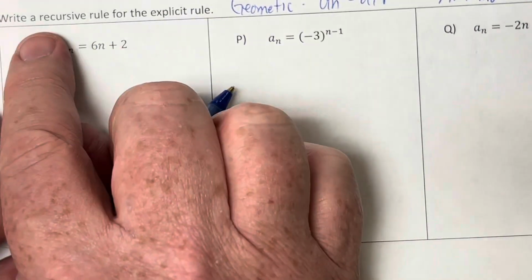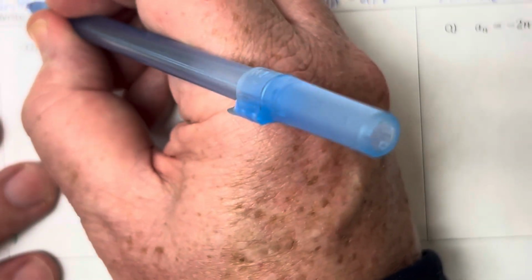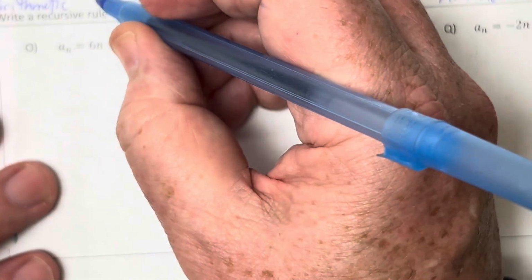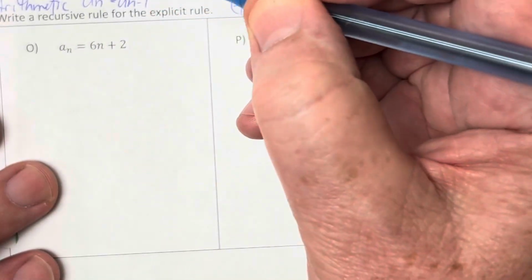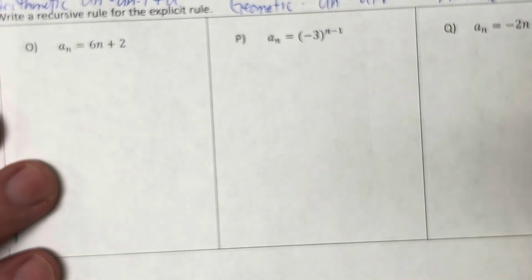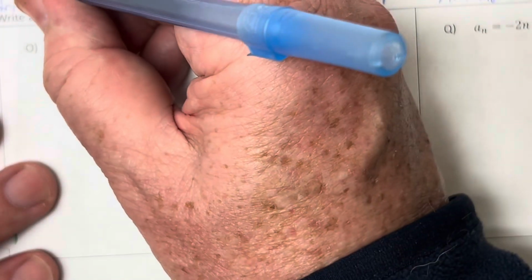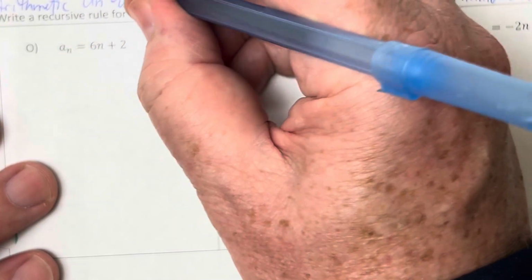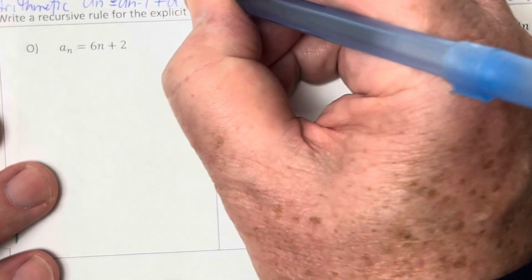All right, they want us to write the recursive. So arithmetic recursive is an equals the previous term plus the difference. Geometric recursive, an equals r times the previous term.